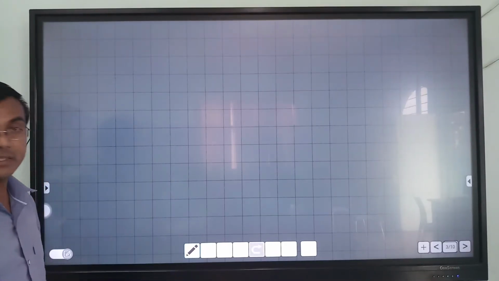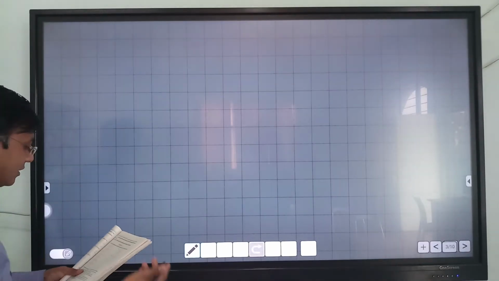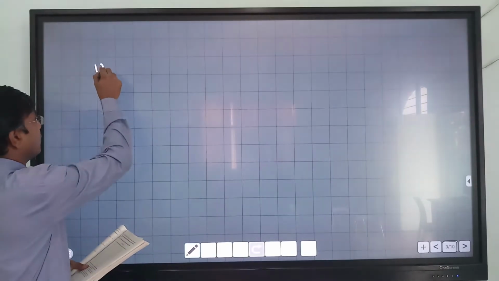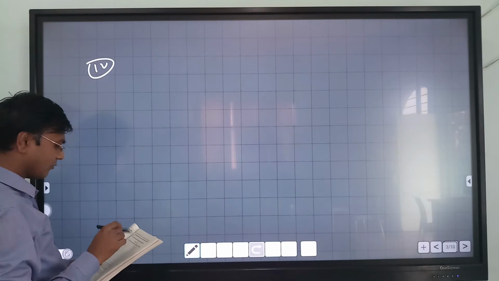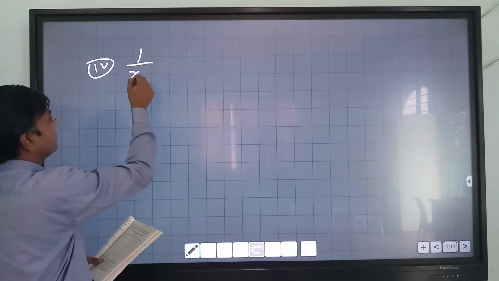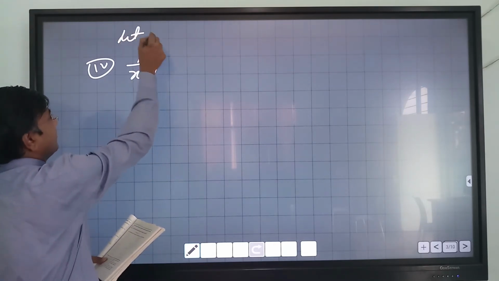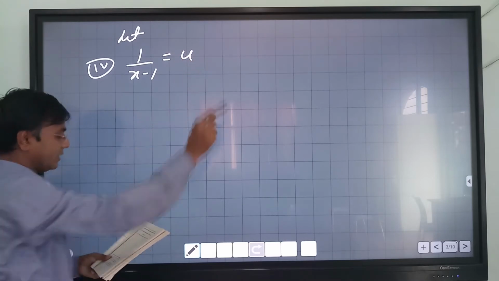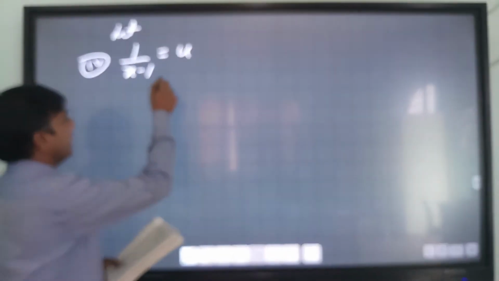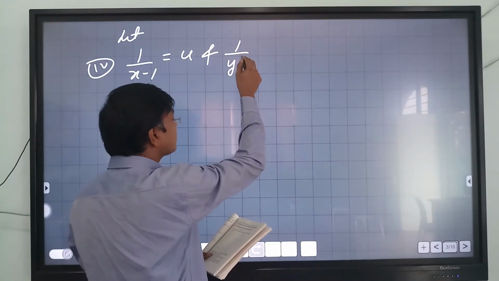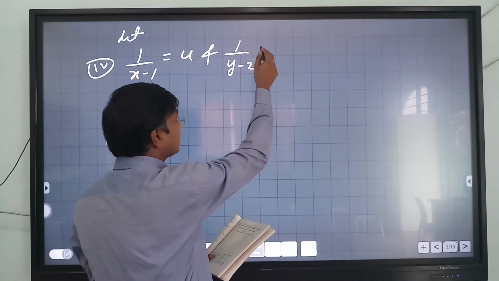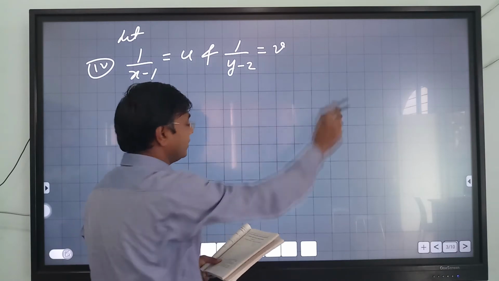So you need to practice elimination method, substitution method. If you do that, you are able to solve. Okay, let's see one more part. In fourth, I am writing what we have to assume. Let, I am giving you a hint. 1 by x minus 1 as u and 1 upon y minus 2 equals to v.